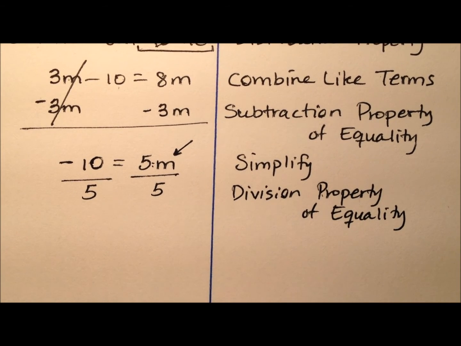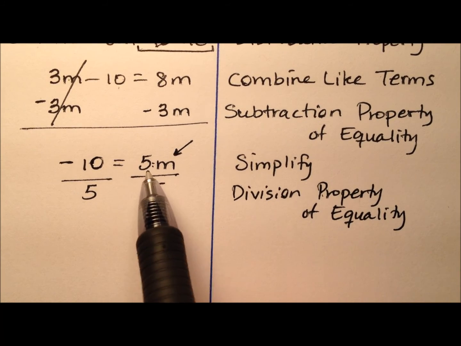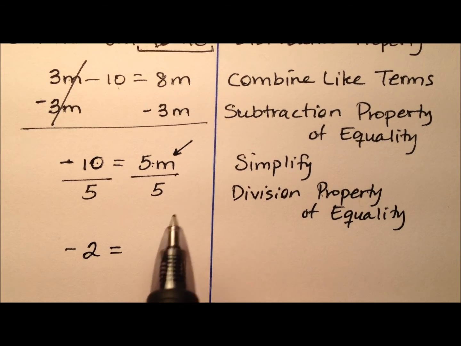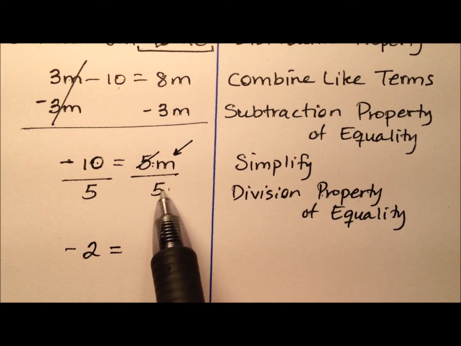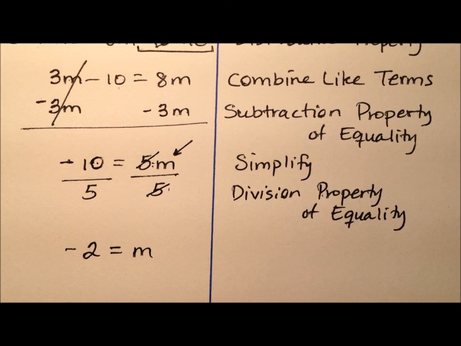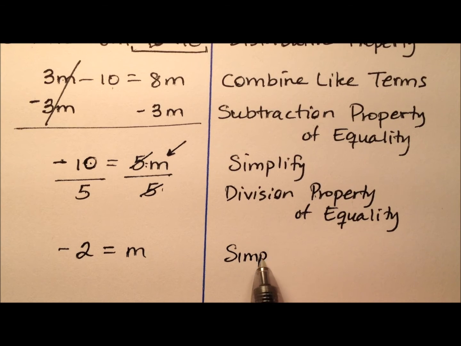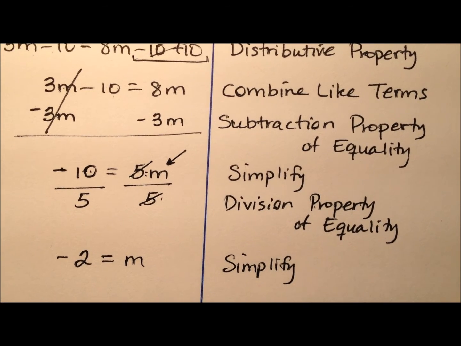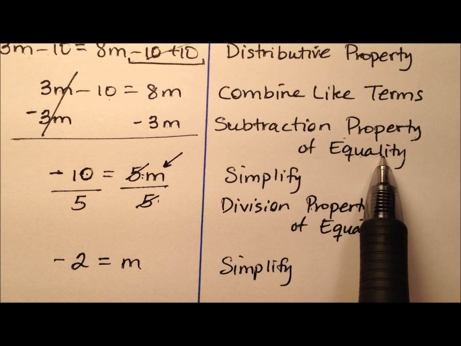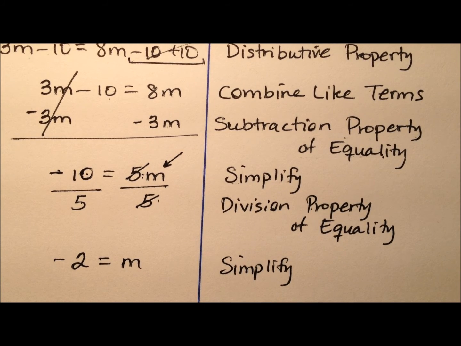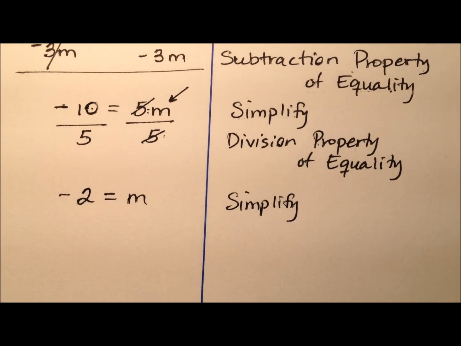All right, so now let's actually go ahead and do this division. So negative 10 divided by 5 will be negative 2. And over here on the right, the 5s will cancel. So I have negative 2 equals m. And once again, that's just simplify. So after you get going doing some of these, you'll notice that after you do a property of equality, you're typically going to do a simplify afterwards to clean things up a little.